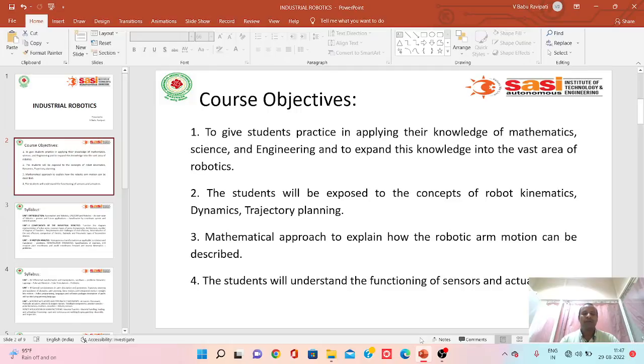And then third one is a mathematical approach to explain how the robot arm motion can be described. This is the third one. And fourth one, students will understand the functioning of sensors and actuators, which we are going to use in robots.